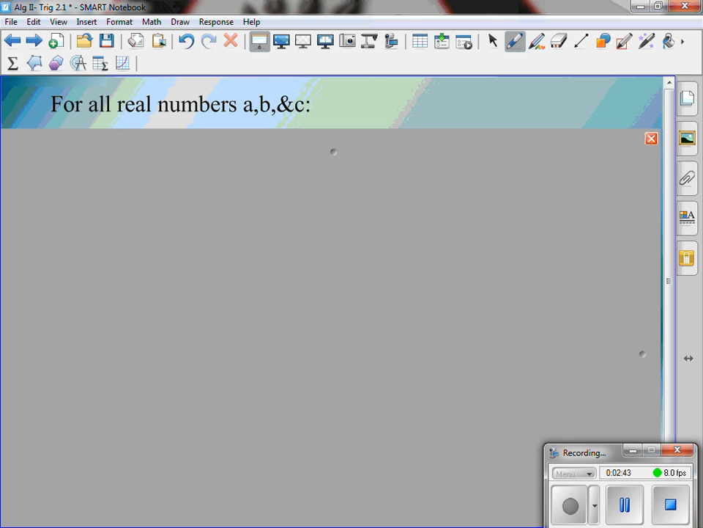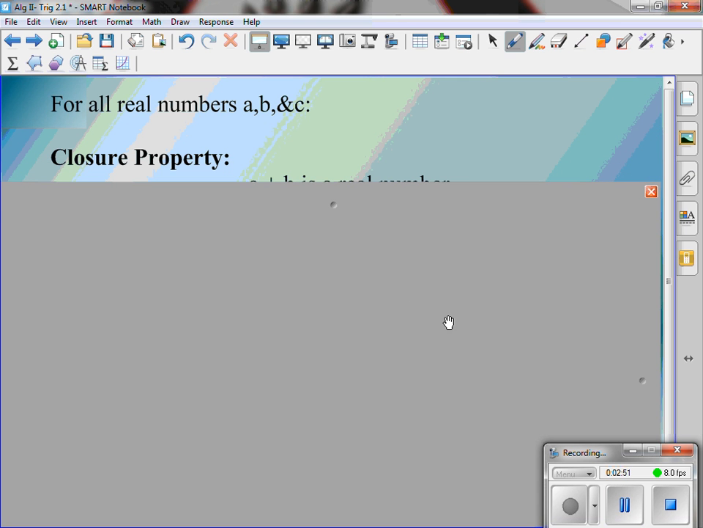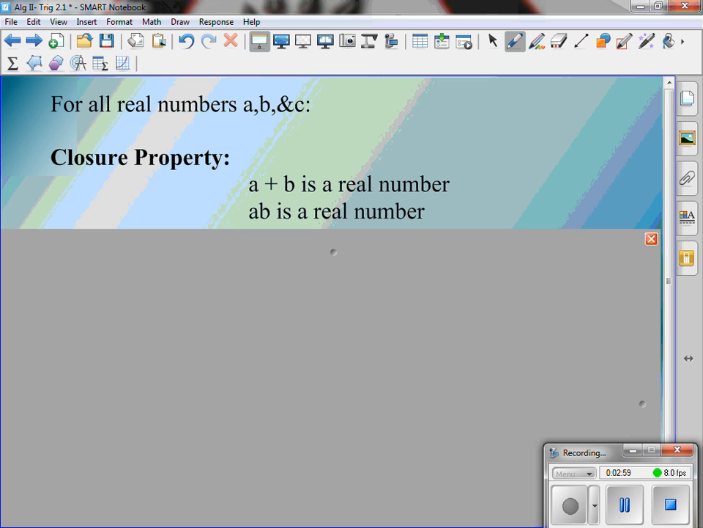Now, we're going to be dealing with these statements, and we're going to say that for all real numbers A, B, and C, the closure property: A plus B is a real number. AB is a real number. What does AB mean? A times B.